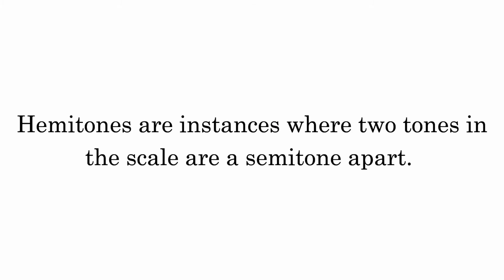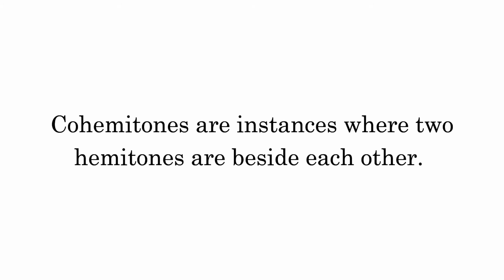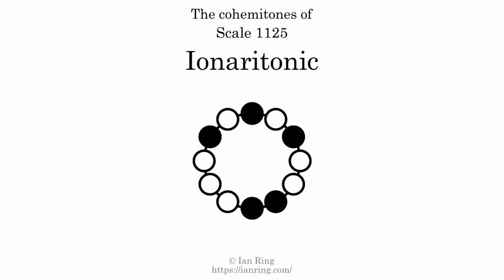Hemitones are instances where 2 tones in the scale are a semitone apart. This scale has 1 hemitone. Here, cohemitones are instances where 2 hemitones are beside each other. This scale has no cohemitones.